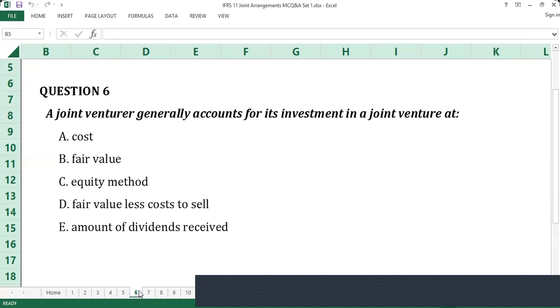Question number 6. A joint venturer generally accounts for its investment in a joint venture at dash. A, cost. B, fair value. C, equity method. D, fair value less cost to sell. E, amount of dividends received. Time counts. Ten seconds gone. Twenty seconds gone.